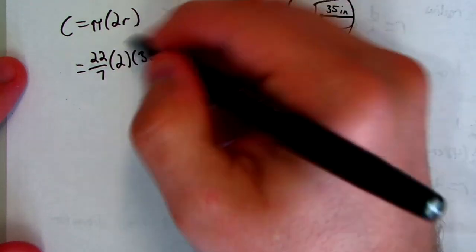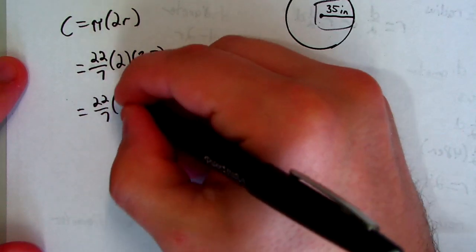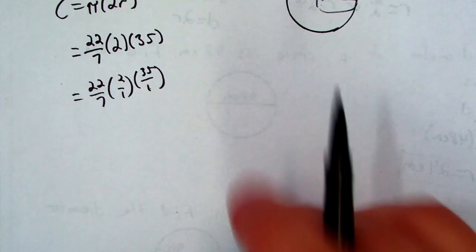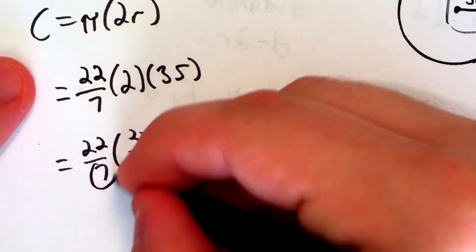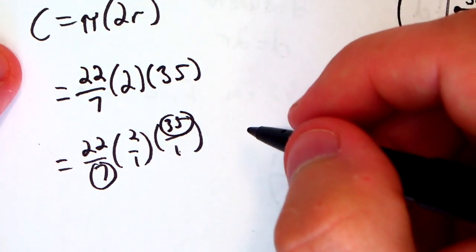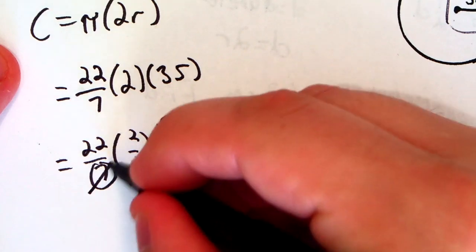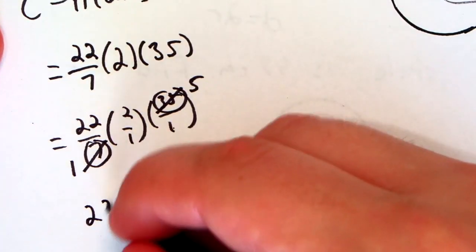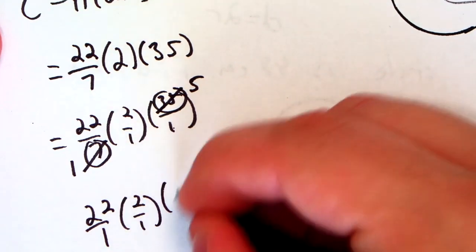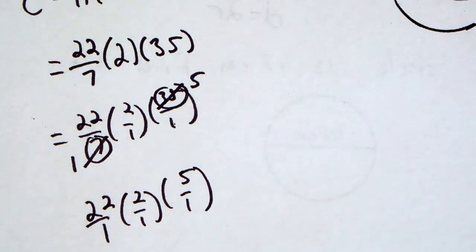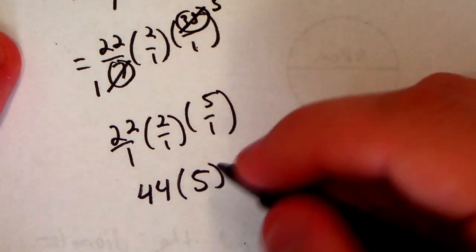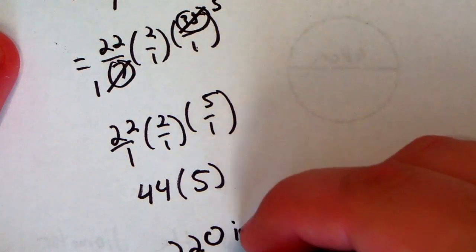So if I change all of these to fractions, I have 22 over 7 times 2 over 1 times 35 over 1. You may be able to see this and you may not, but there's a common factor of 7 that we can use. So I can pull 1 seven out of 7 and 5 sevens out of 35. So my new problem really looks like this. 22 times 2 is 44. And 44 times 5 is 220, and our units would be inches.